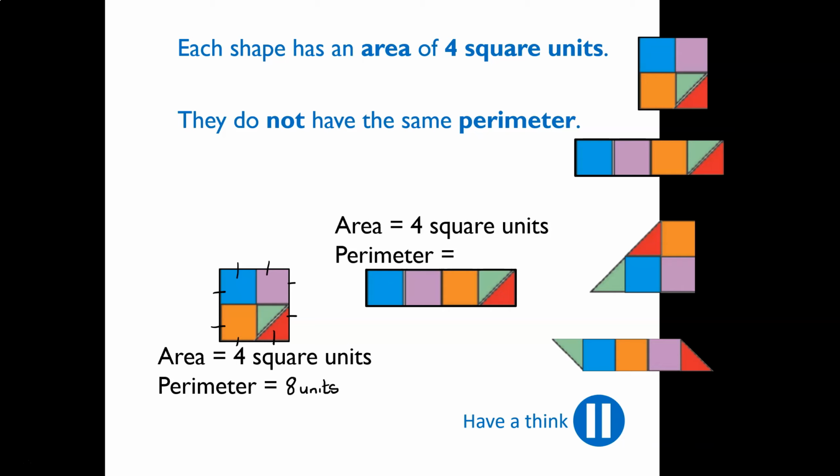Similarly, we can find the perimeter of the rectangle by counting the sides or by using our perimeter formula. Do you remember that? Perimeter is equal to the length plus the width multiplied by 2. So the perimeter is equal to 4 plus 1, times 2. So we have found the perimeter of the rectangle is 10 units.